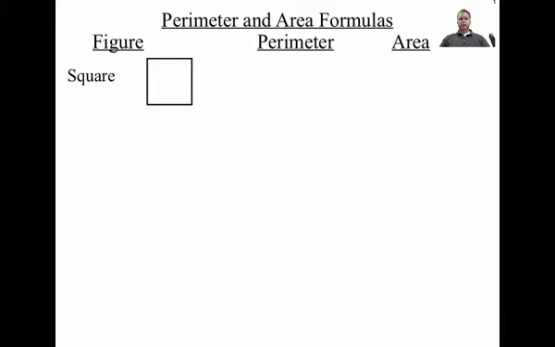Next, some other formulas. Perimeter and area formulas. Some of these you should be familiar with. So we're going to have a figure, the perimeter, and the area. So if we have a square, it has sides. And remember, for a square, all the sides are the same. So the perimeter would be equal to 4 times s. To find the area of a square, you take the side and square it.